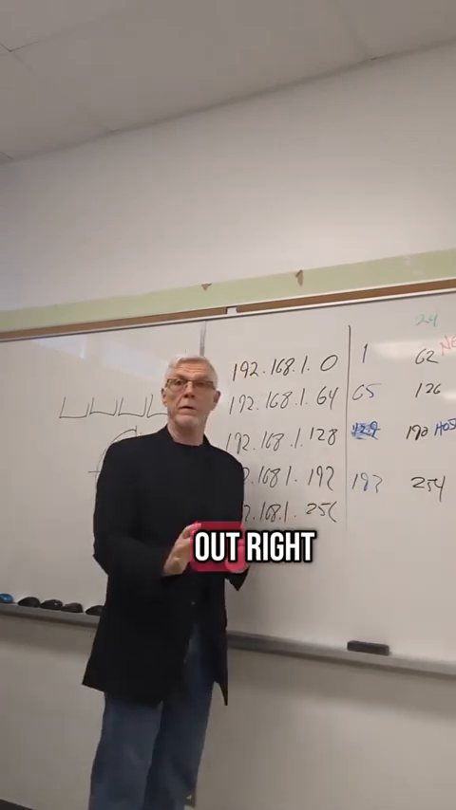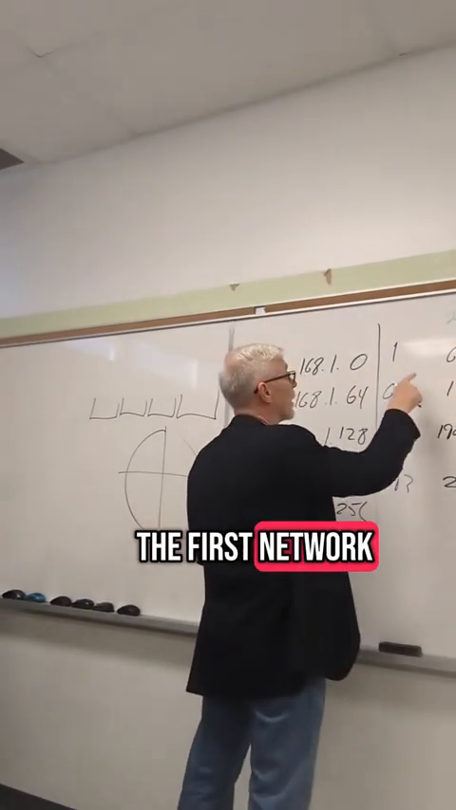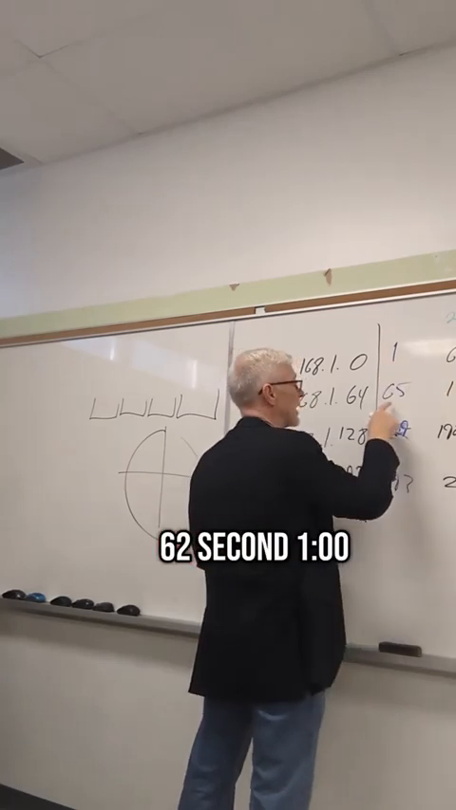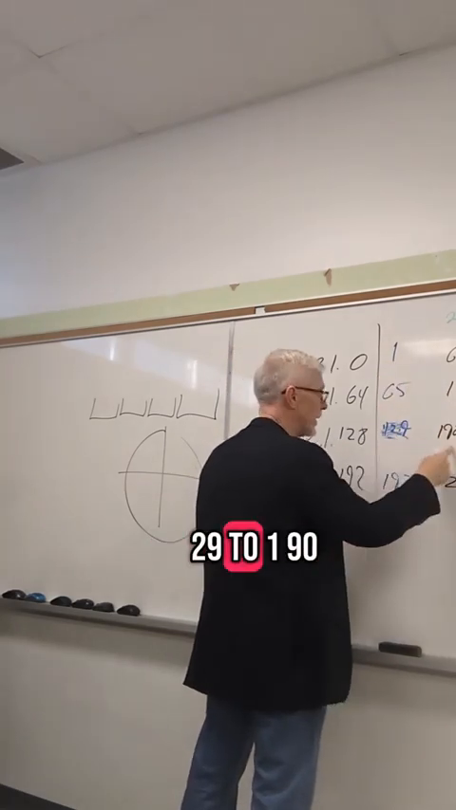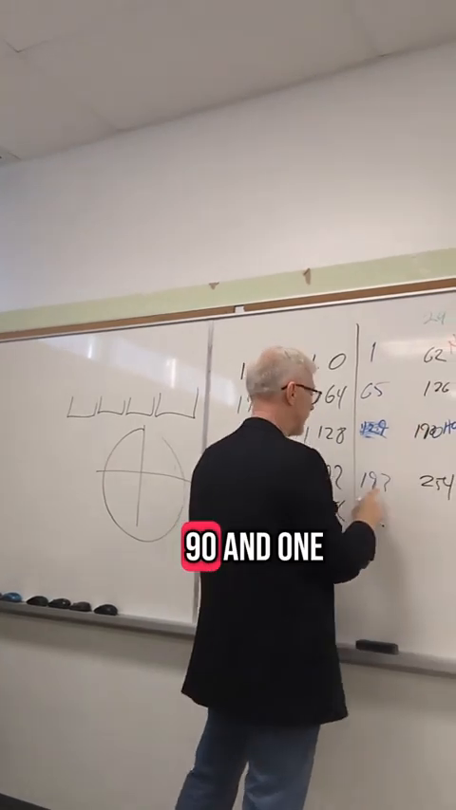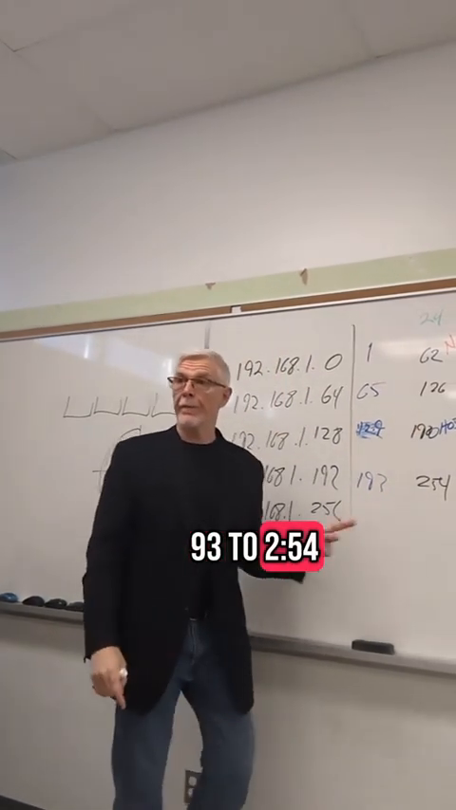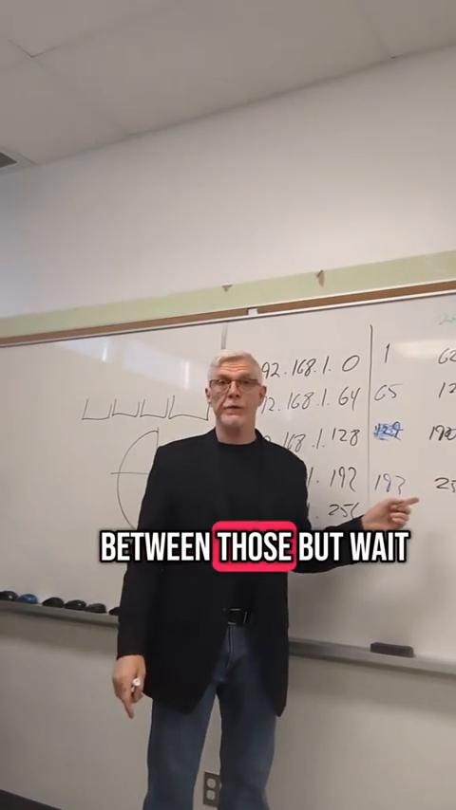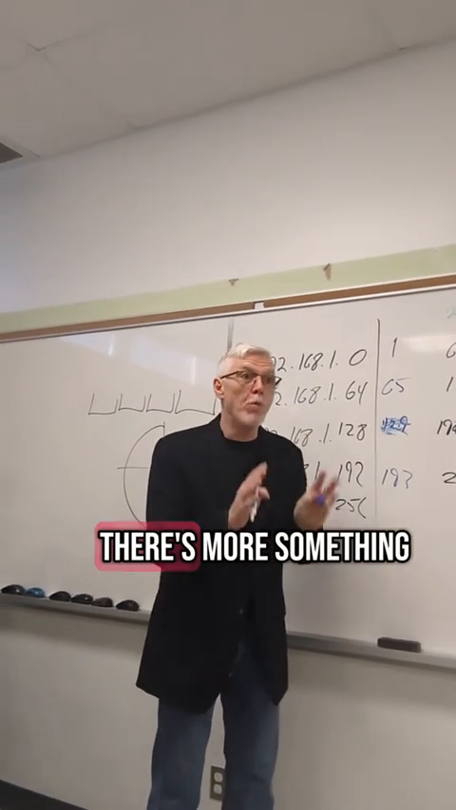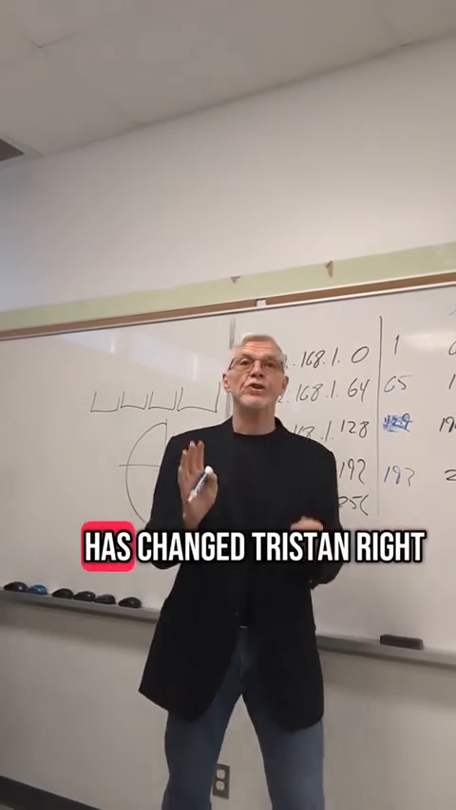193. And I'm out, right? That means on the first network, I get IPs from 1 to 62, second one 65 to 126, 129 to 190, and 193 to 254. So any host can be in between those. But wait, there's more. Something has changed, Tristan.